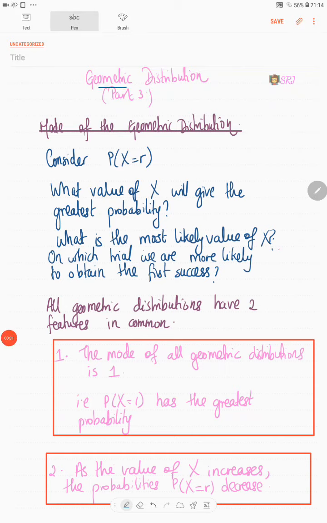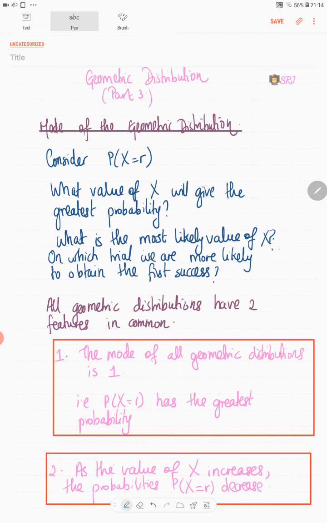We continue with the chapter Geometric Distribution. This part concerns the mode of the geometric distribution. So if we have probability capital X is equal to R, we are interested to find which value of X will give the greatest probability. Or we can say we are looking for the most likely value of X. Or more precisely, we want to know on which trial we are most likely to obtain the first success.